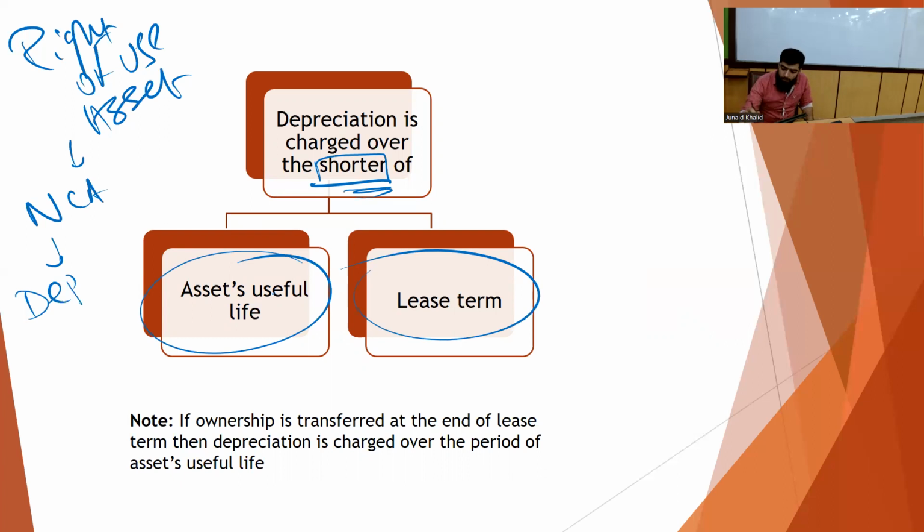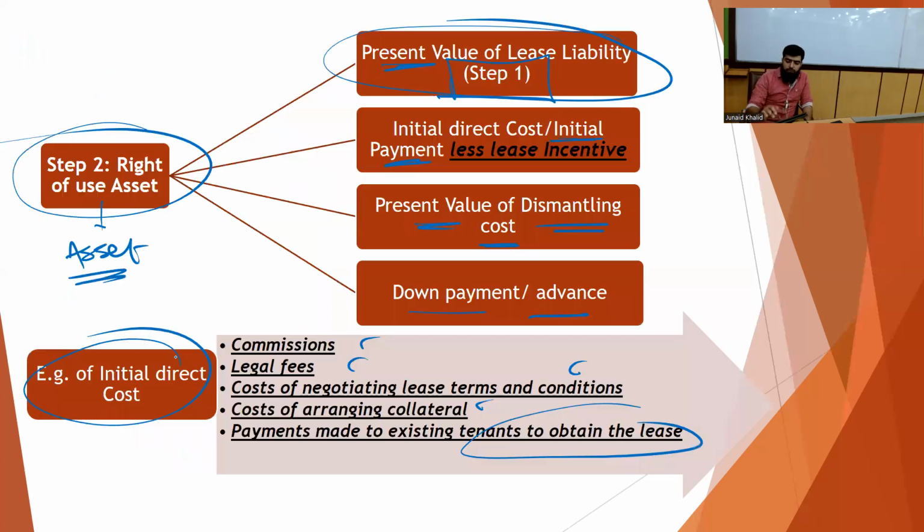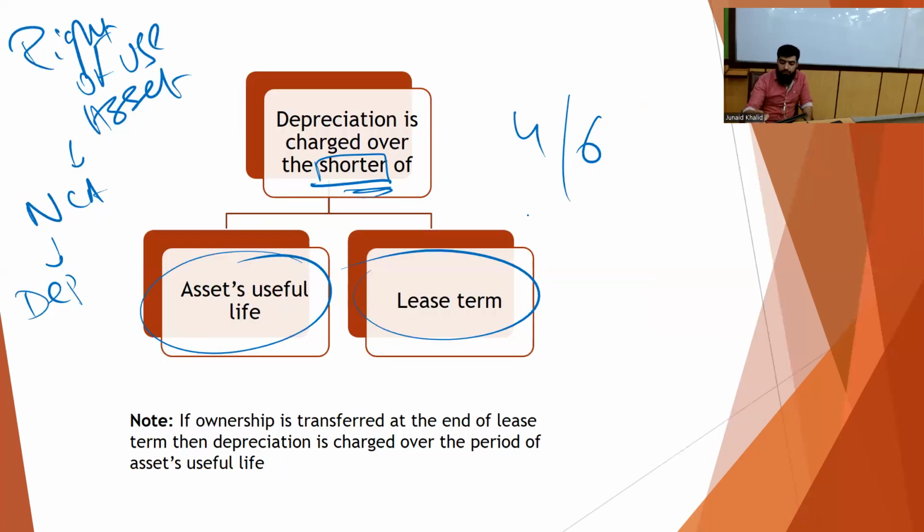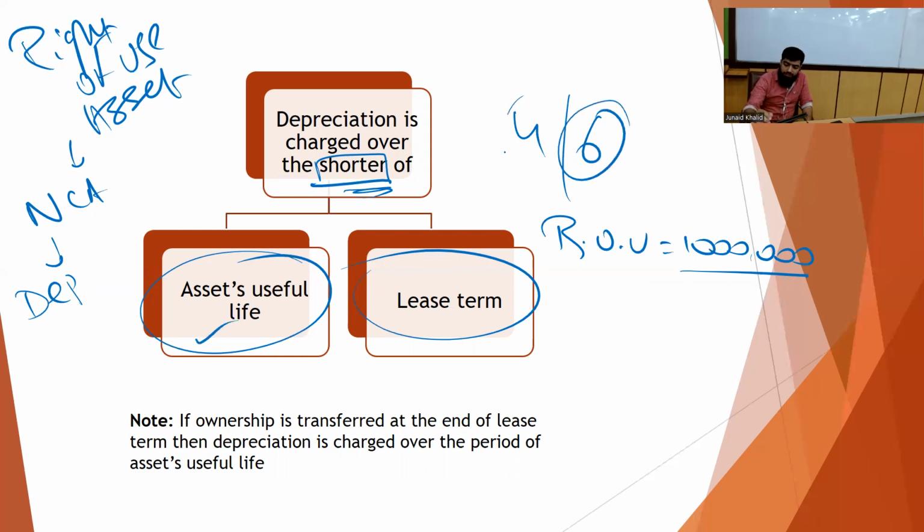For instance, I bought an asset, that is, I am a lessee company. I bought an asset for lease over the period of 4 years, and the useful life of that asset is 6 years. Now there's a confusion: the right of use asset which I have calculated is, let's say, 1 million. Now I need to depreciate that asset over the period of life. Now what should be the life? Either it should be the asset's useful life, that is 6 years, or the lease term, that is 4 years.